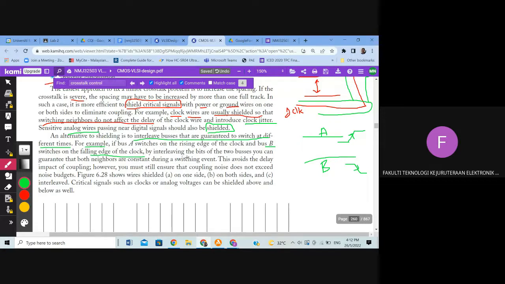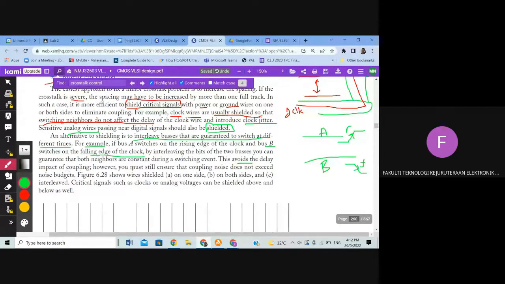By interleaving the bits of the two buses, you can guarantee both neighbors are constant during the switching event. It means that we make sure they are not switching at the same time: A and B are not switching during the rising edge of the clock. That's what the paragraph is trying to tell you. We switch at different times, for example, this one during the rising edge and here at the falling edge. So we can interleave these buses, and this avoids the delay impact of coupling.